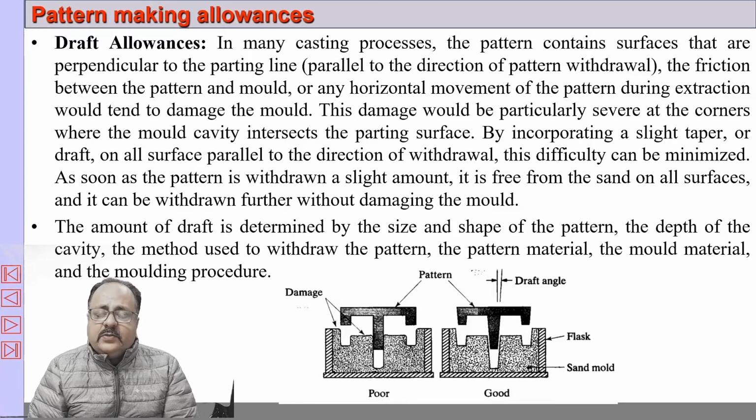For example, if you are using a metal pattern, obviously metal patterns are much smoother and the friction will be less. Therefore, the draft allowances can be less. Whereas if you are using a wooden pattern, then the draft allowances have to be more because the surface of a wooden pattern is much more rough compared to that of a metal pattern. So the pattern material is also a parameter that you have to take into account. And of course, the depth. The more the depth, the less the draft allowance that is required.